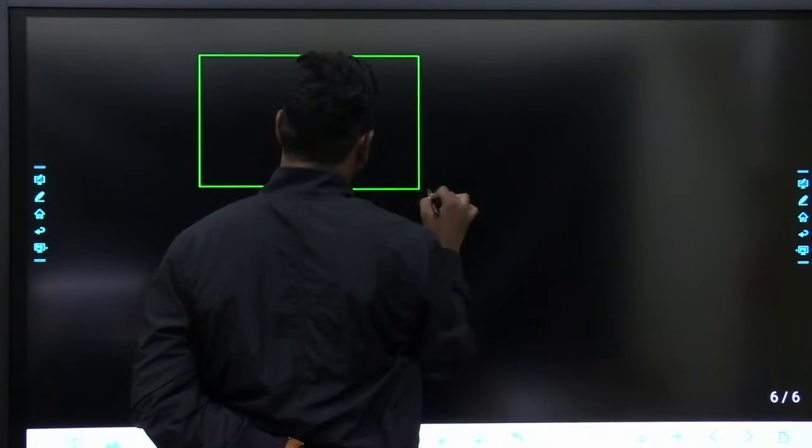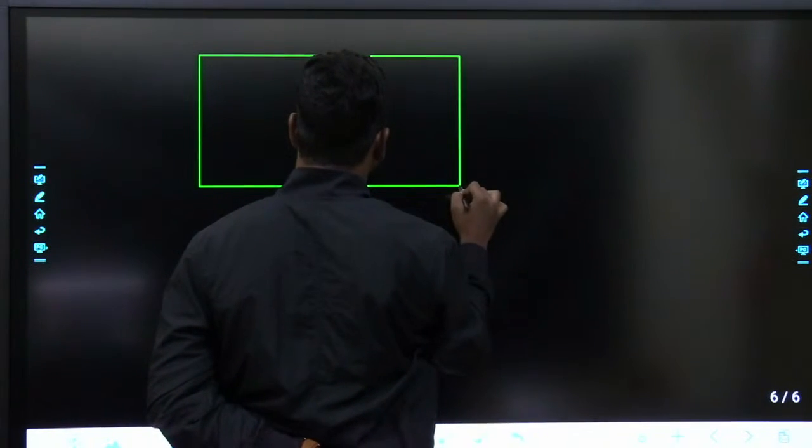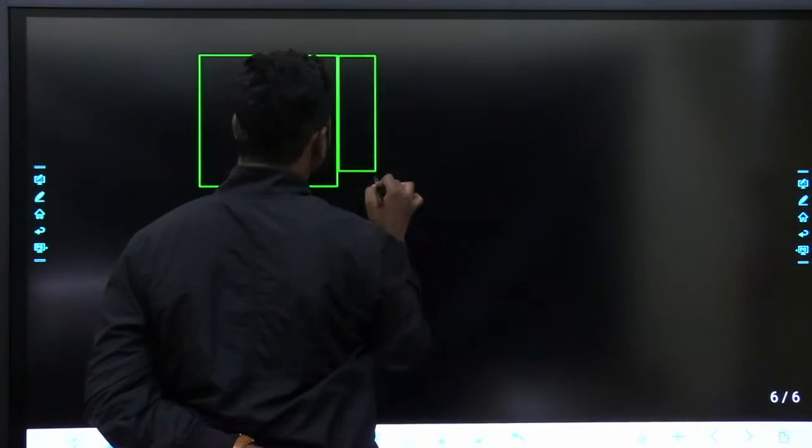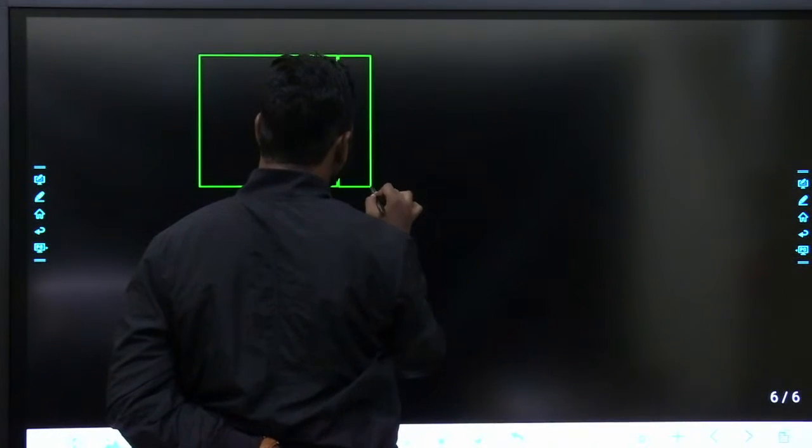What exactly is the difference between a truss and a frame? Any idea? What exactly is the difference between truss and the frames?